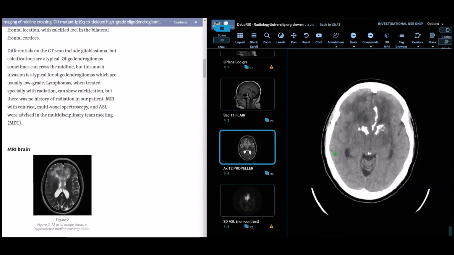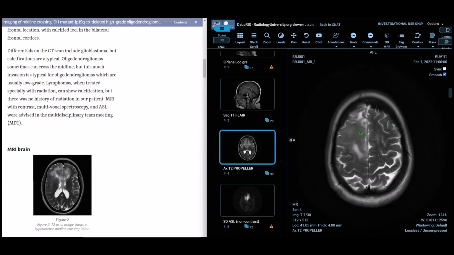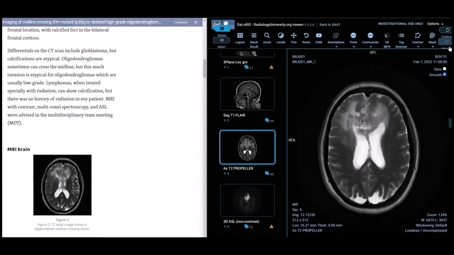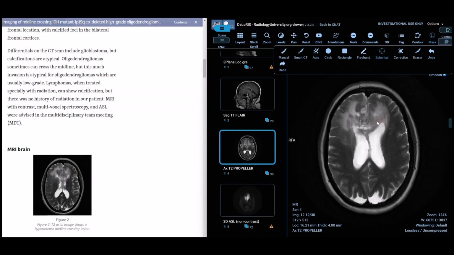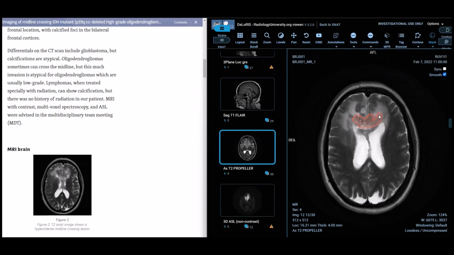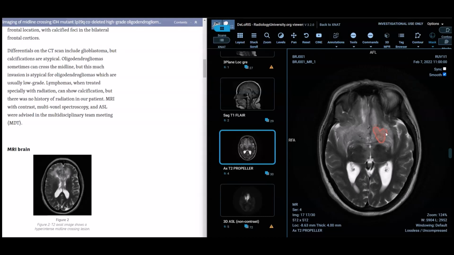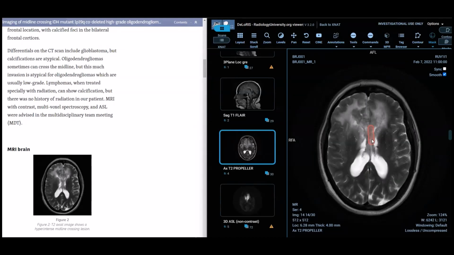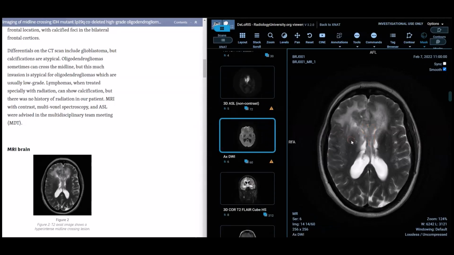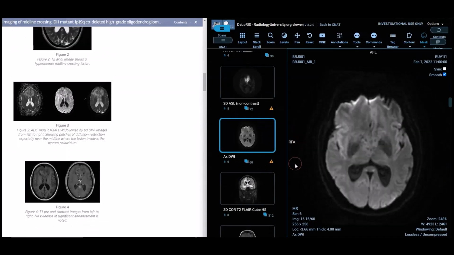MRI findings are as follows. Predominantly T2 and FLAIR hyperintense lesion is noted crossing the midline, involving the bilateral frontal lobes, genu of the corpus callosum, and the bilateral fornix. There are patchy areas of diffusion restriction. No evidence of necrosis, peripheral diffusion restriction, or peripheral enhancement was noted.